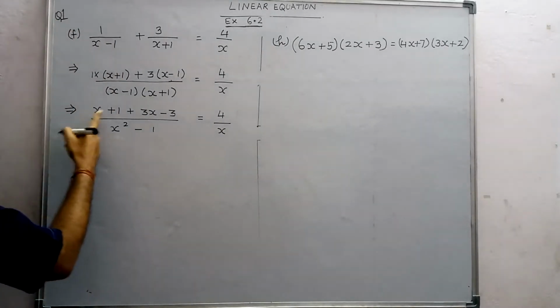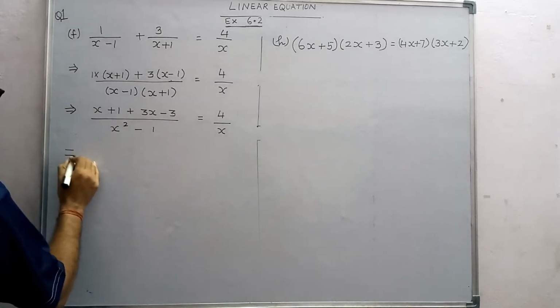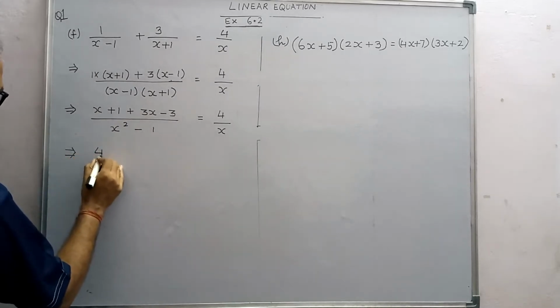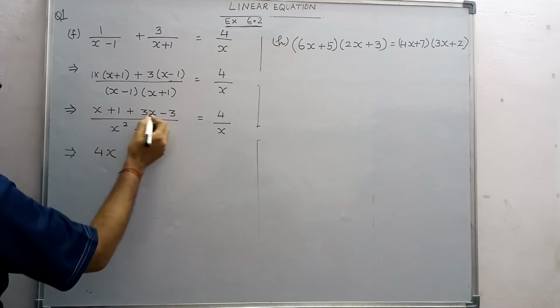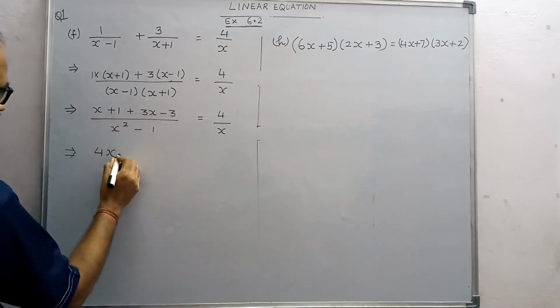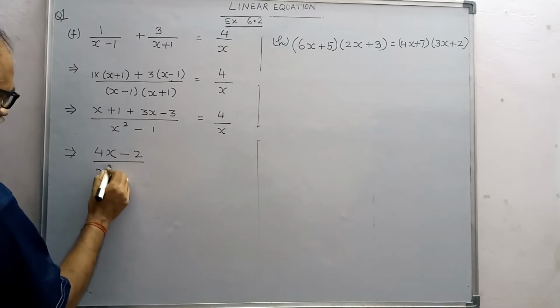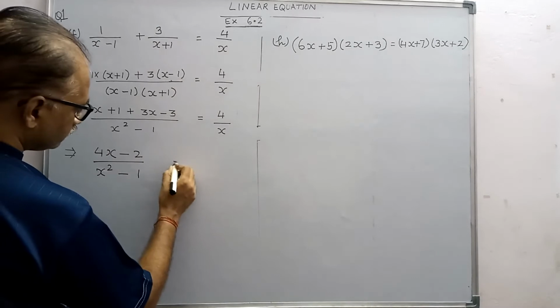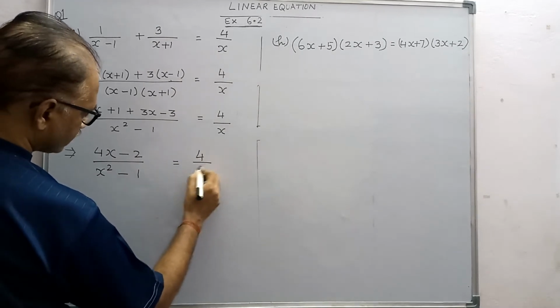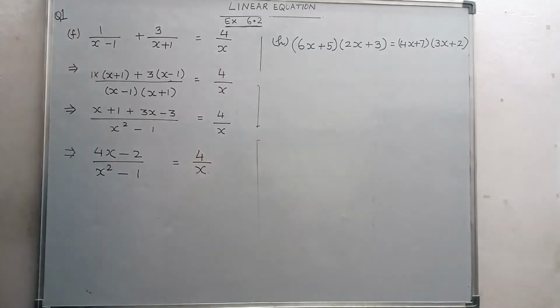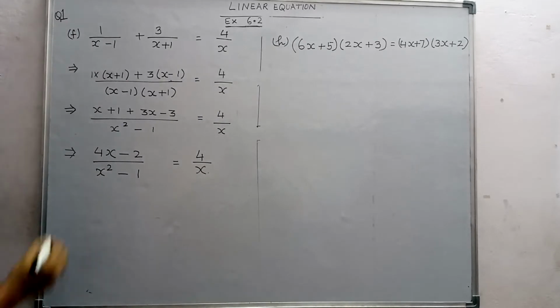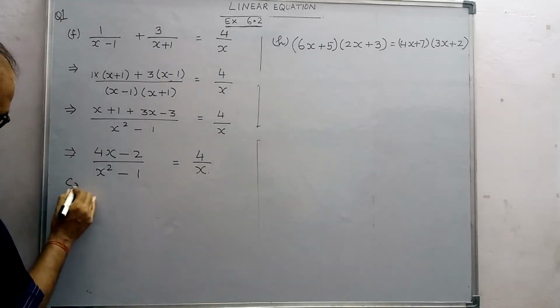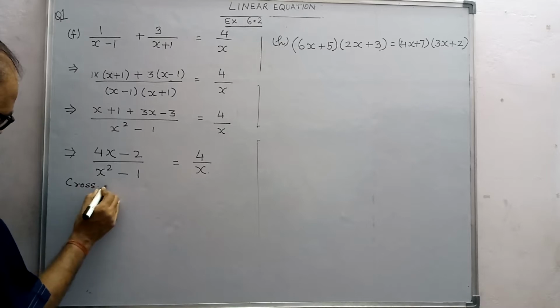Simplify this: x plus 3x is equal to 4x. This implies 4x, 3x plus x is 4x, and 1 minus 3 is minus 2, upon x square minus 1, is equal to 4 upon x. Now cross multiply it.